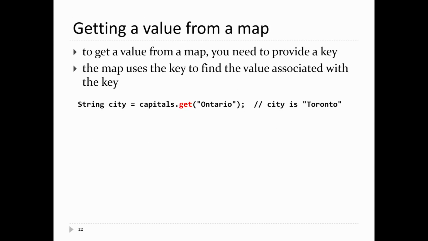To get a value from a map, you use the get method. It's similar to a list where you use get and an index, except in a map you use get with a key. Now, unlike a list, if you call get with a key, and that key is not in the map, you end up getting back the value null, which we haven't really seen yet in this course.